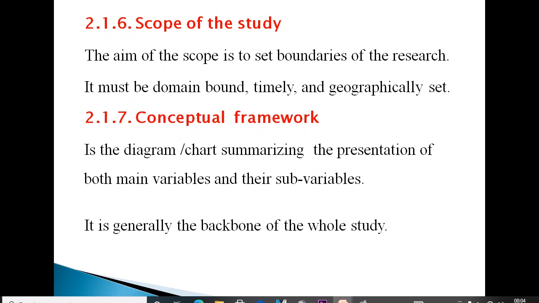Conceptual framework is the 7th subtitle in the general introduction of your research proposal. So what is the conceptual framework? In fact, the conceptual framework is the diagram or the chart summarizing the presentation of both main variables and their sub-variables. It is generally the backbone of the whole study.